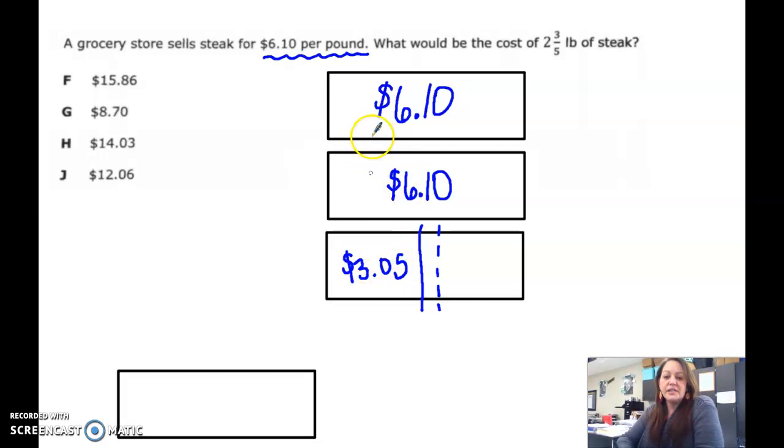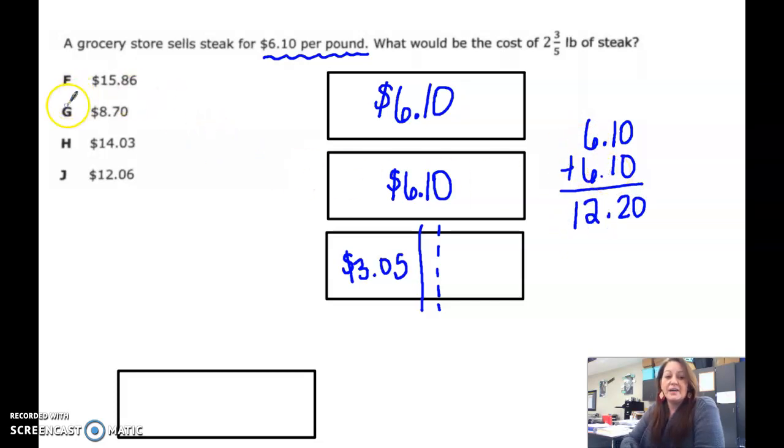So if I'm just looking at the estimations that I have so far, I've got $6.10 plus $6.10. Well, that math isn't too difficult. I can add these numbers and say, okay, I know that 10 cents plus 10 cents is 20 cents, and I know that 6 plus 6 is 12. Once I've done that, I know that answer G cannot be correct because I haven't even got to my 3/5 of a pound yet, and I already know that just these 2 pounds together is more than answer choice G, and it's also more than answer choice J. So if I add on this half pound, I've already ruled out 2 of my answer choices.